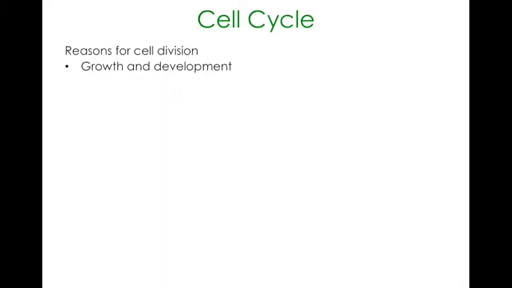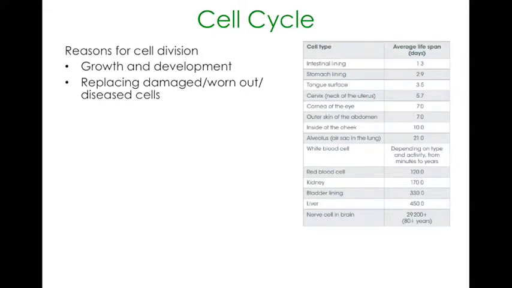But also, cells need to divide in order to replace other cells that have been damaged, are worn out, have lived their lifespan, or are perhaps infected or diseased, and so they need to be replaced. A good example of that is scar tissue. This table shows the typical lifespan of a cell, and when the cell reaches the end of its lifespan, it needs to be replaced.